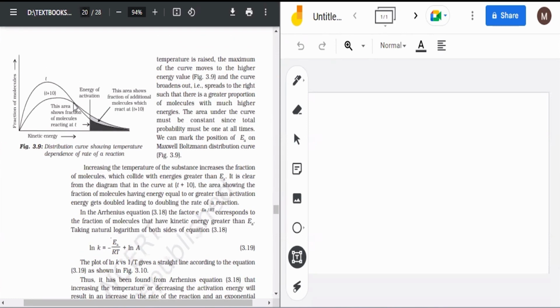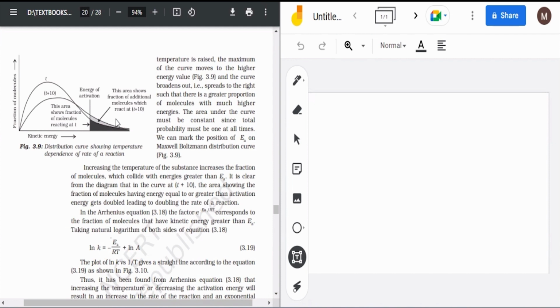And this is the Maxwell-Boltzmann curve. What does this represent? On the y-axis we are taking the fraction of molecules, and on the x-axis we are taking kinetic energy. What we can see is that this is the general graph, and on increasing the temperature by 10 degrees Celsius, the graph comes down and shifts slightly to the right side.